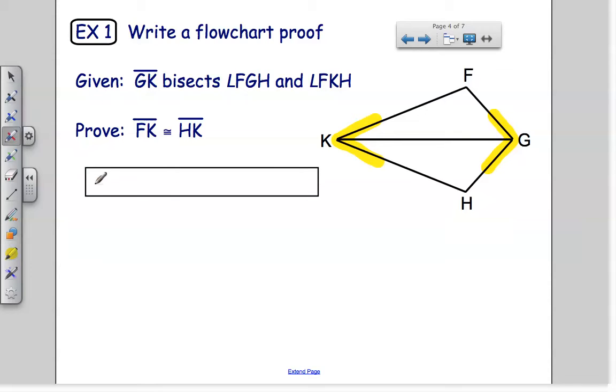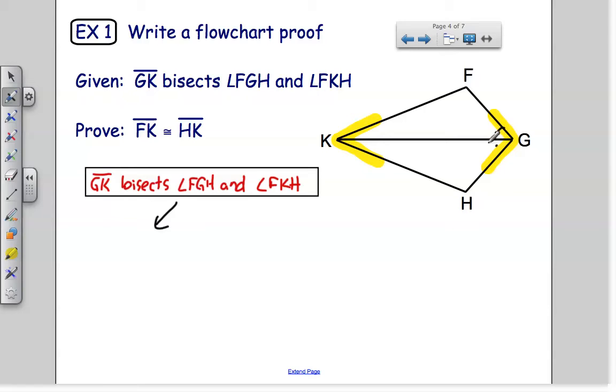I need to write my given. I was given that line segment GK bisects two angles in this picture. Angle FGH, which I highlighted there, and angle FKH. Well, what does it mean to bisect an angle? Bisecting means cutting something in half or into two congruent parts. So we're going to have two congruent angles based on bisecting angle FGH. These two angles will be congruent.